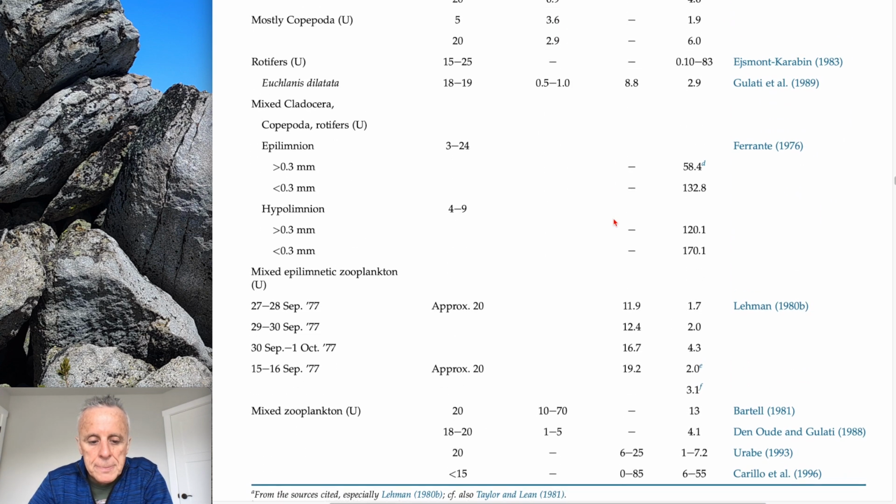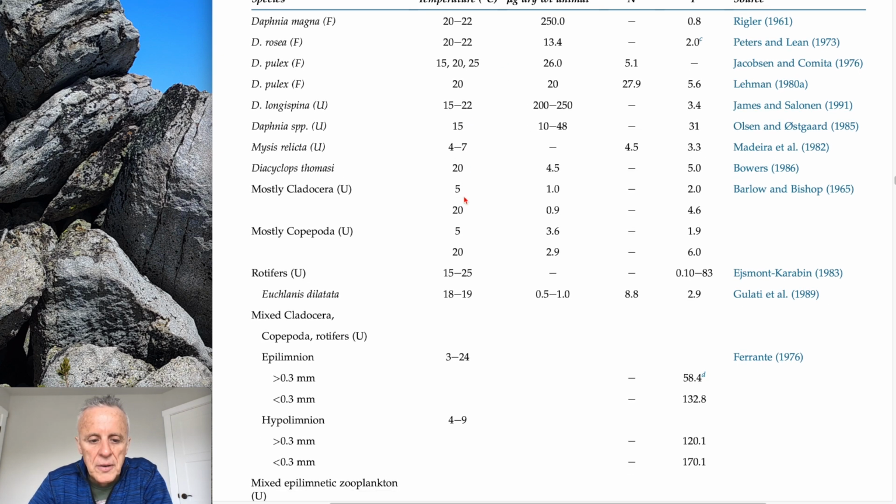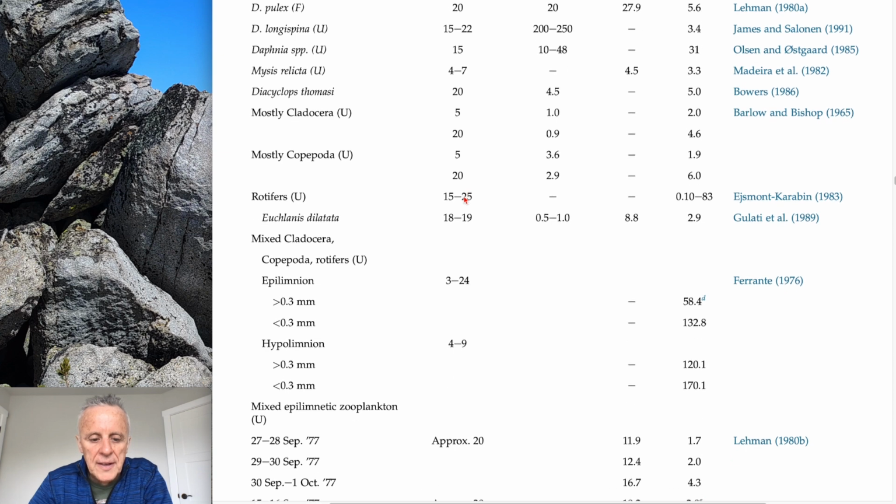So we have, let's see here, the one with the highest mass would be this Daphnia longispina. We have a total dry weight of between 200 and 250 micrograms. And we don't have any data for nitrogen, but for phosphorus we have 3.4. Then we have a range of temperature here, where they are viable, where they can live.